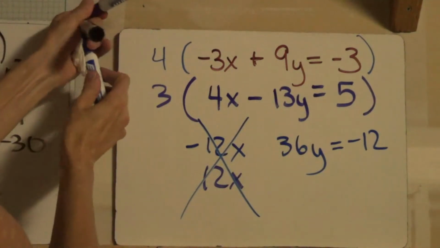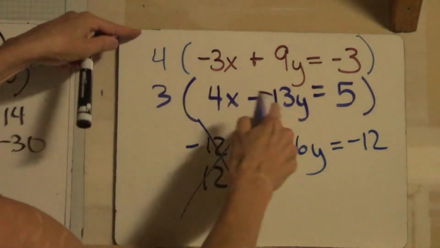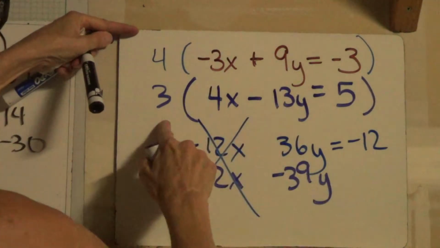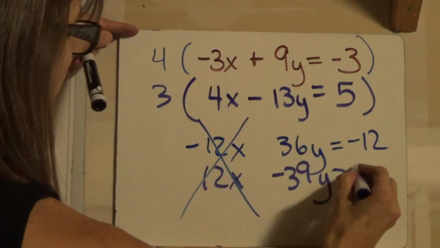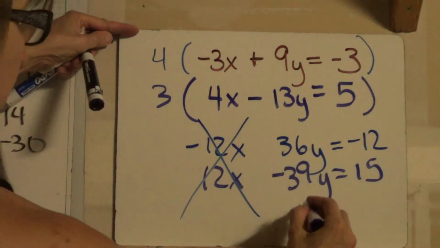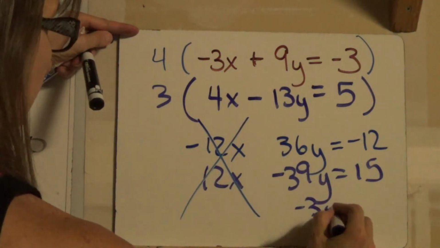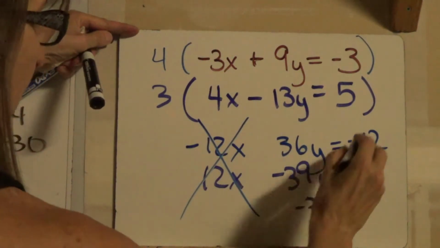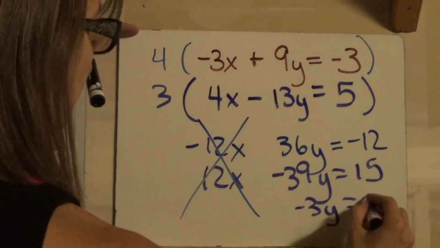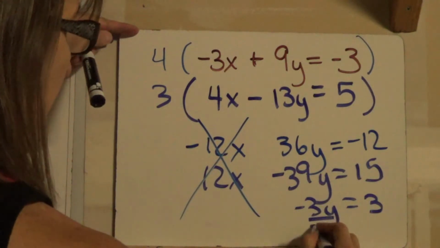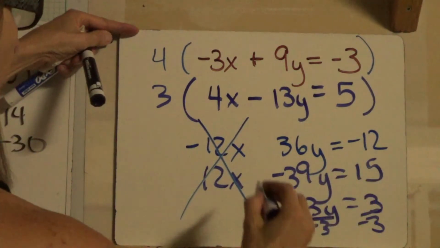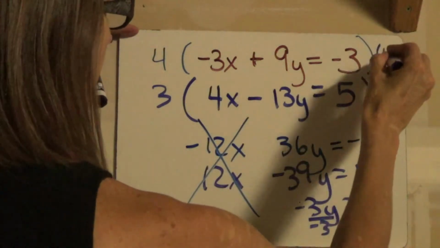3 times negative 13 is negative 39. 3 times 5 is 15. So we end up with negative 3y equals, these are positive, those are negative, so you're subtracting, equals 3. Divide by negative 3 on each side, and you get y equals 1.